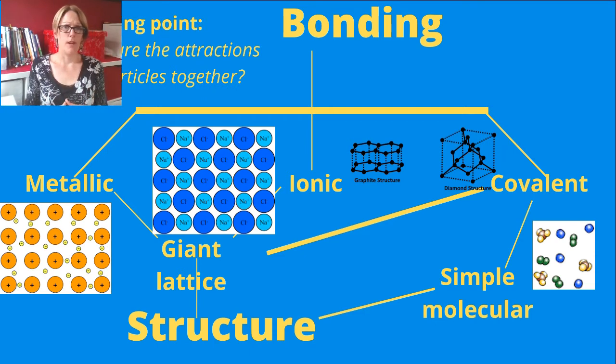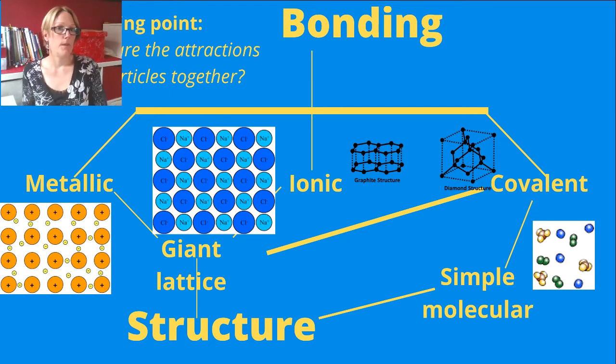How strong are the attractions holding particles together? Melting point is really more to do with structure than with bonding. All three types of bonding, metallic, ionic and covalent, are strong. If you have a giant structure, it means that all of the particles in that structure are held together by either metallic, ionic or covalent bonding, depending on the type of structure. So all of those will have high melting and boiling points.